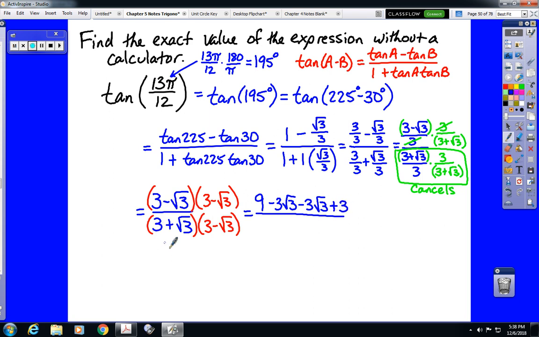On the bottom, 3 times 3 is 9. 3 times negative root 3 is negative 3 root 3. Root 3 times 3 is positive 3 root 3, sorry. And root 3 times negative root 3 is negative root 9, which would be negative 3.